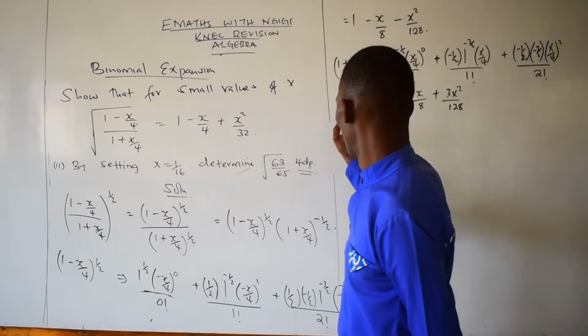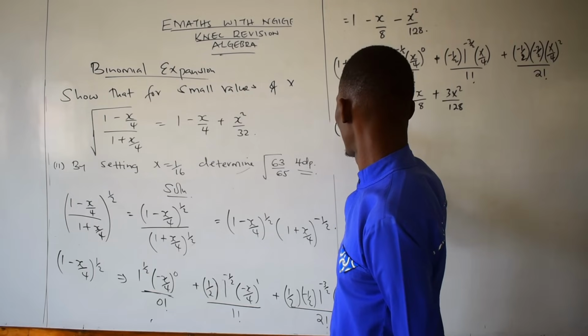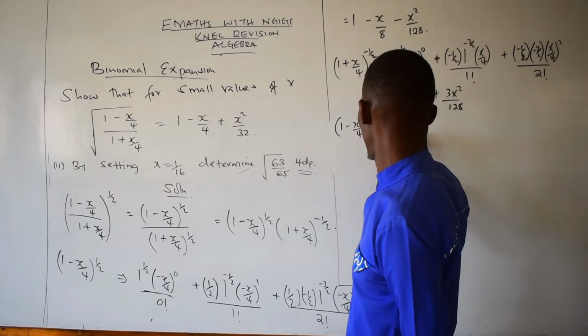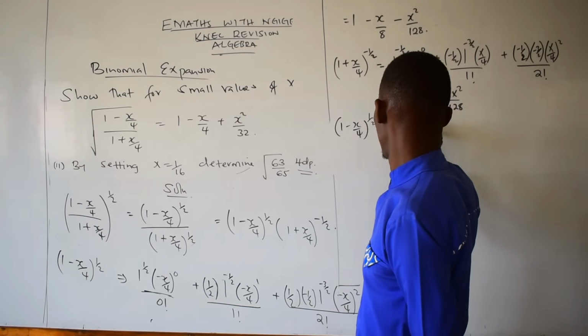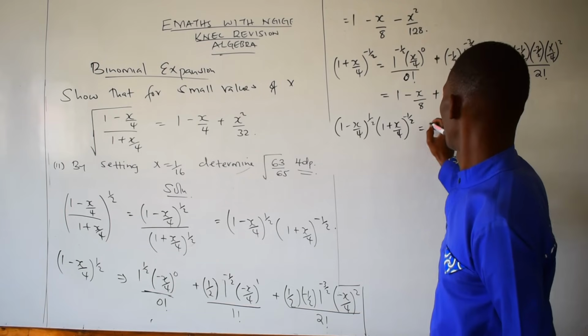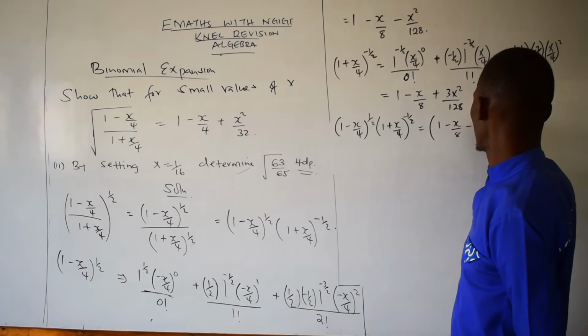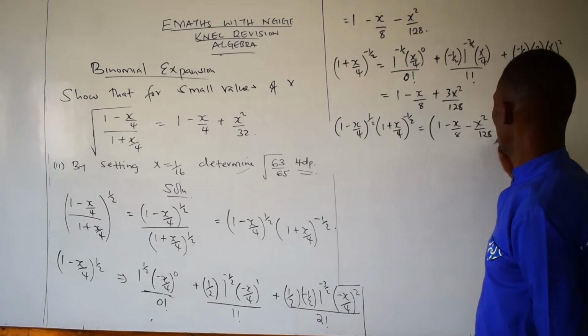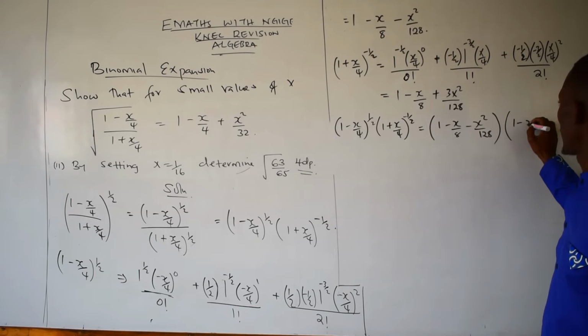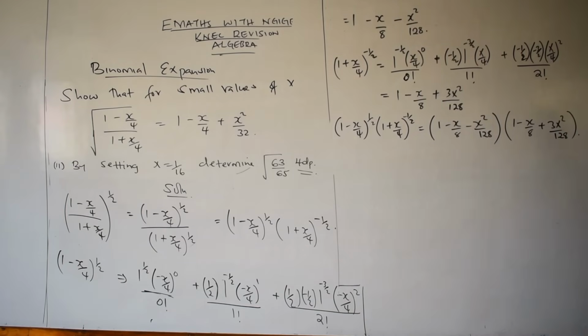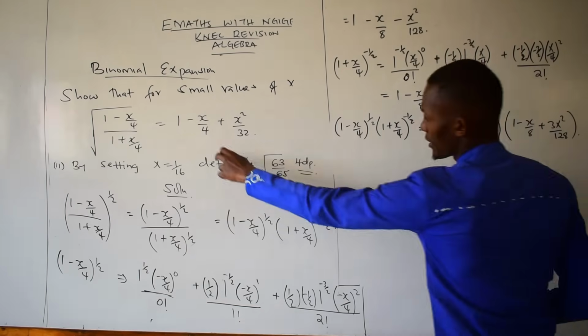Therefore, you have this expansion and you have this expansion. Therefore, the expansion for 1 minus x over 4 to power half multiplied by 1 plus x over 4 to power negative a half is just given by 1 minus x over 8 minus x squared over 128 multiplied by 1 minus x over 8 plus 3x squared over 128. Now we need to get the terms which only have the square.